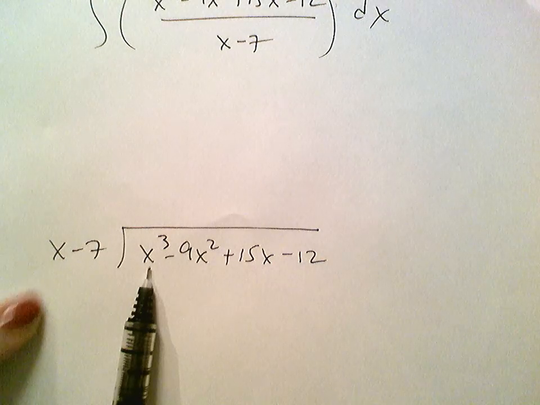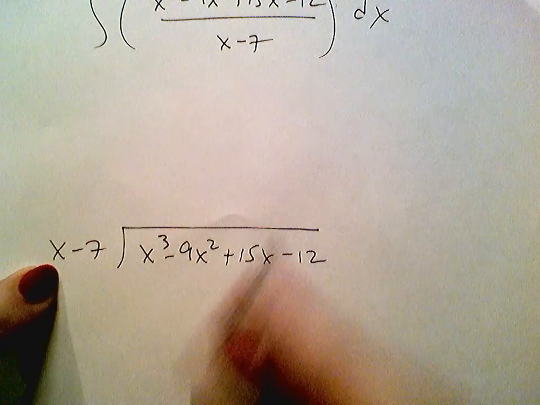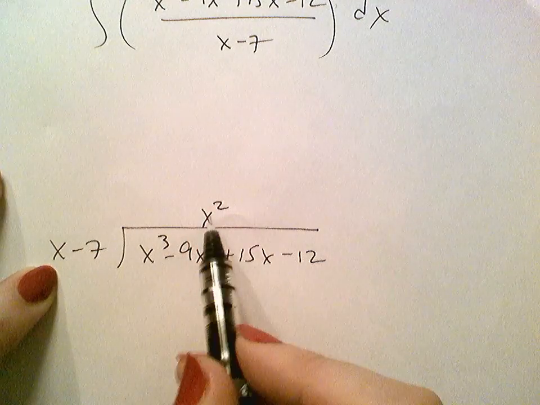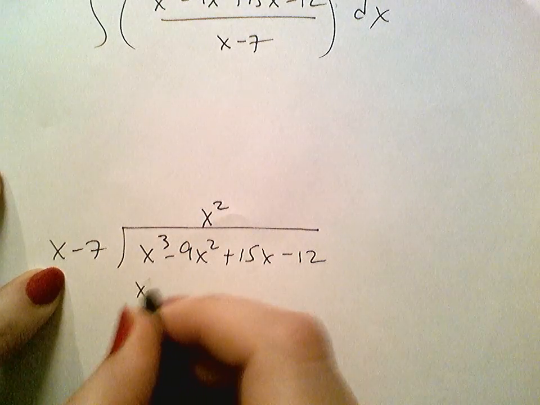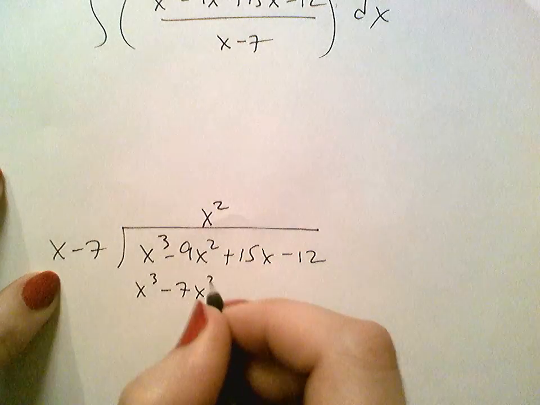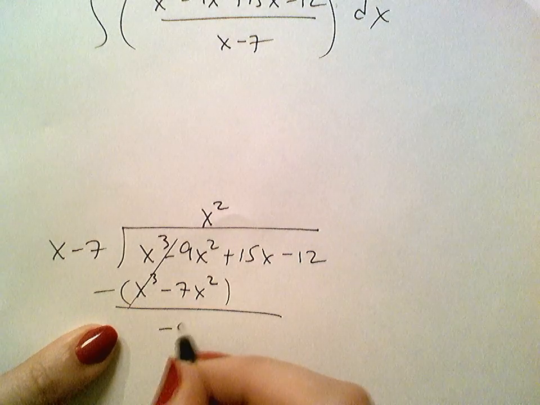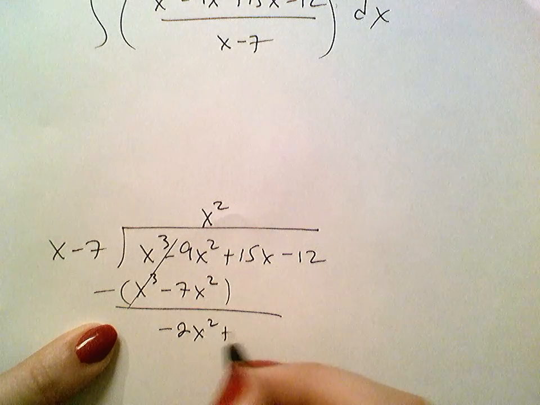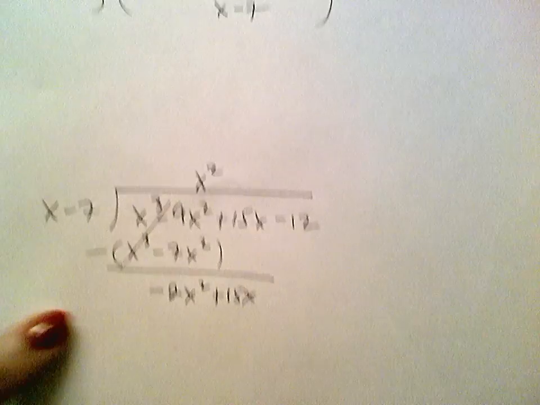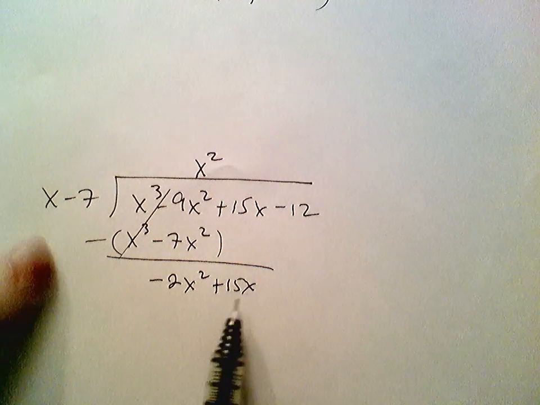x times what makes x to the third? x squared. So I put x squared up there. Then I multiply it back out. So I get x to the third minus 7x squared. Then I subtract. Those cancel. We get negative 2x squared. The 15x comes down. And we do it all over again with these.